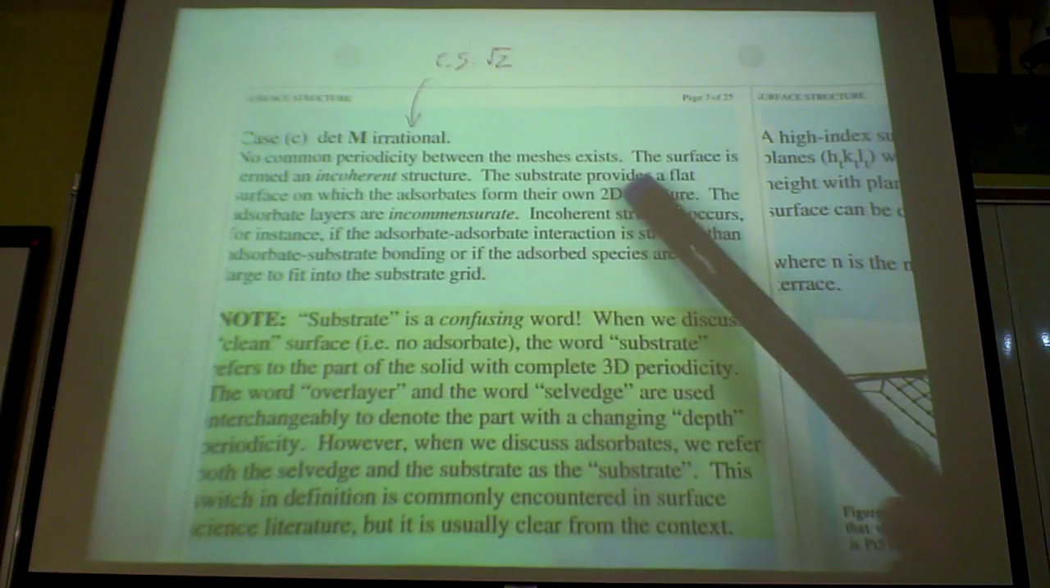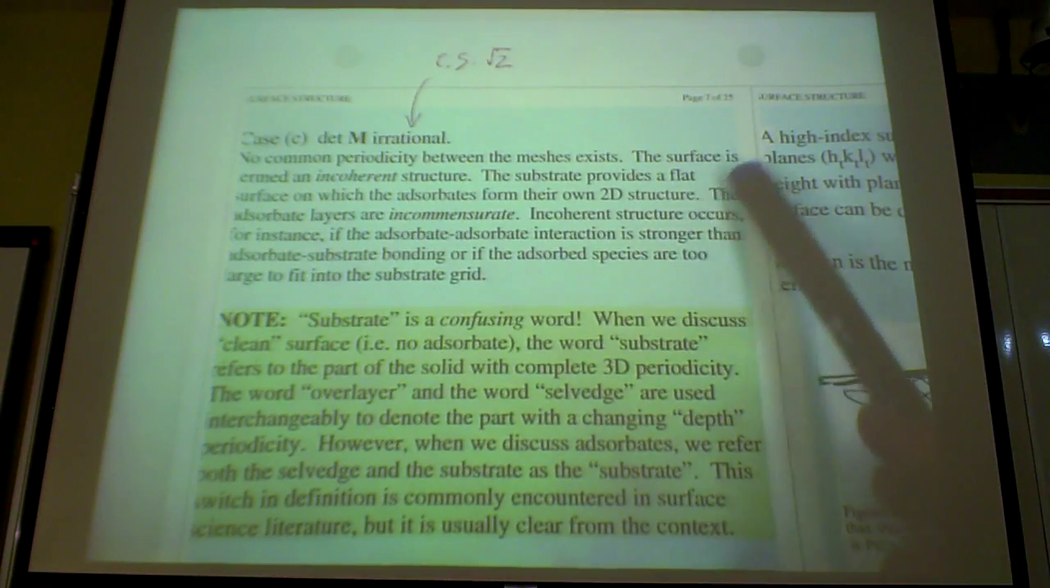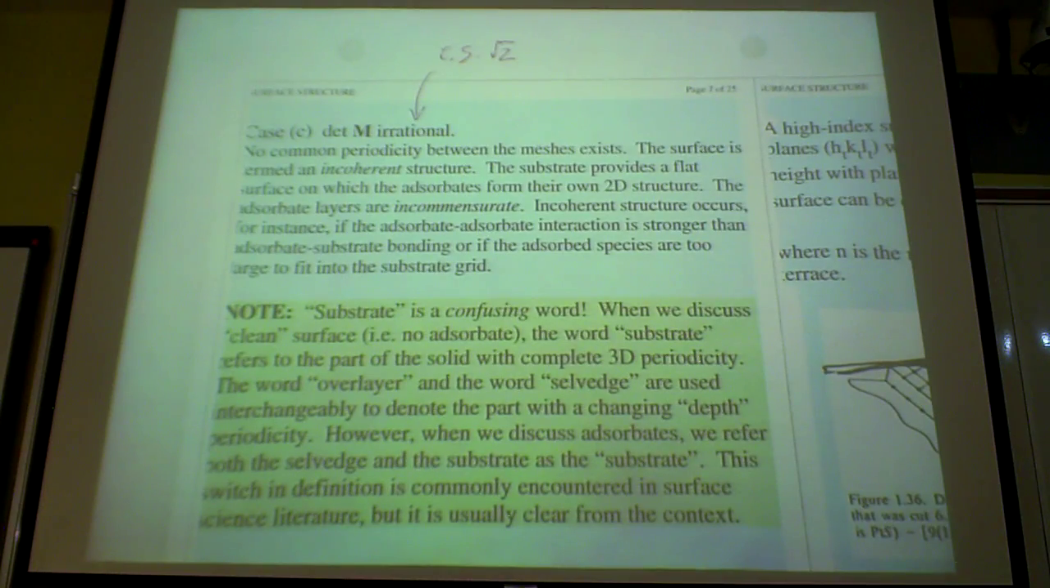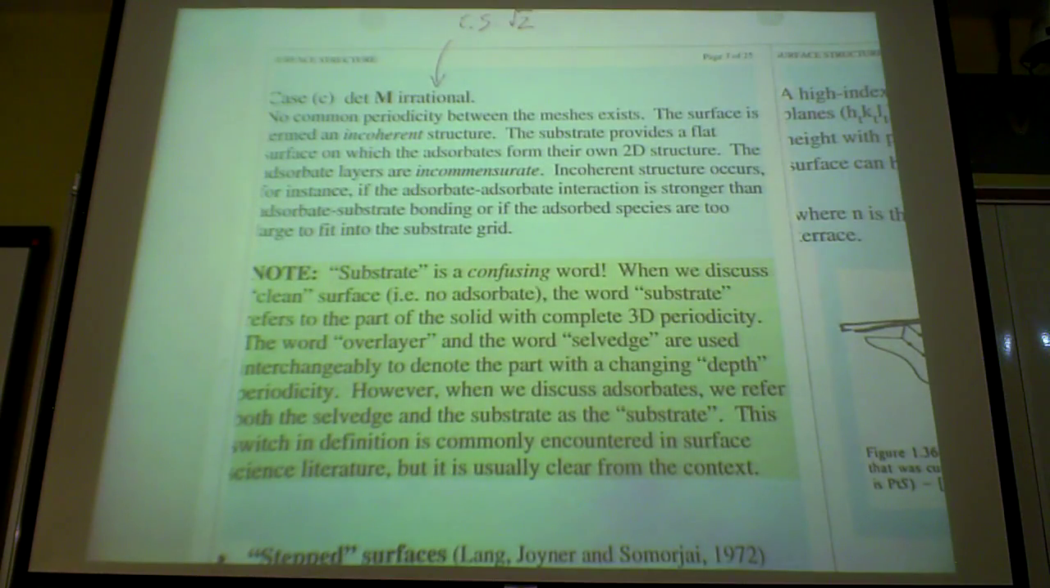So water can form ice in its own hexagonal structure at the right temperature, or cubic structure as you go lower in temperature. Okay, so the adsorbate overlay are also incommensurate, and they have incoherent structure, whereas case B will be coherent structure but incommensurate. Okay, so incoherent structure, for instance. And they usually occur when the adsorbate interaction is so strong that the adsorbates don't really want to form bonds with the substrate.